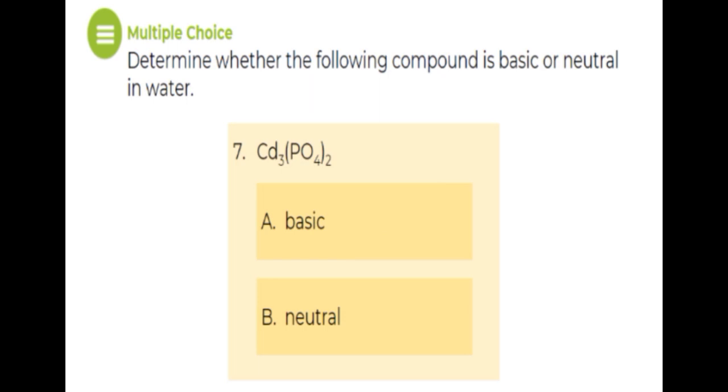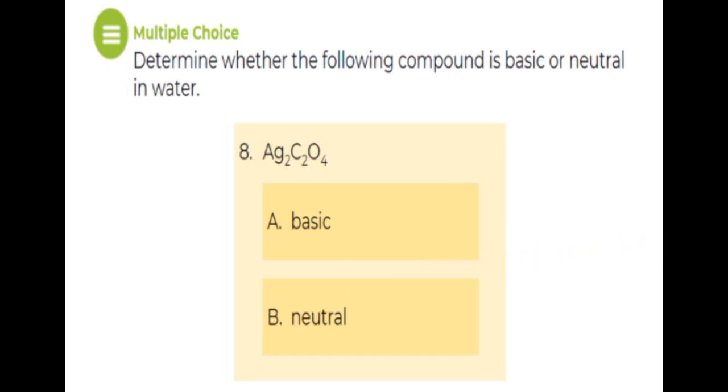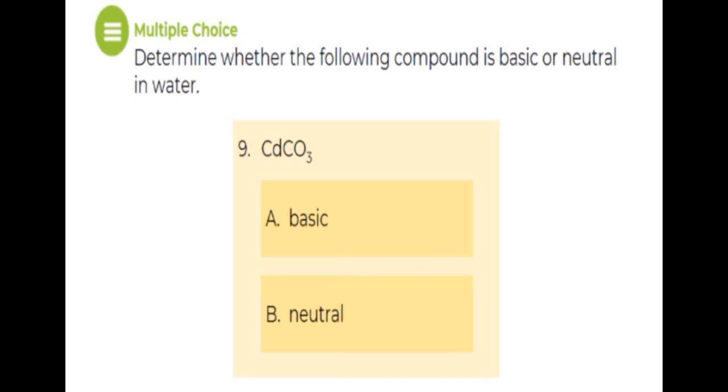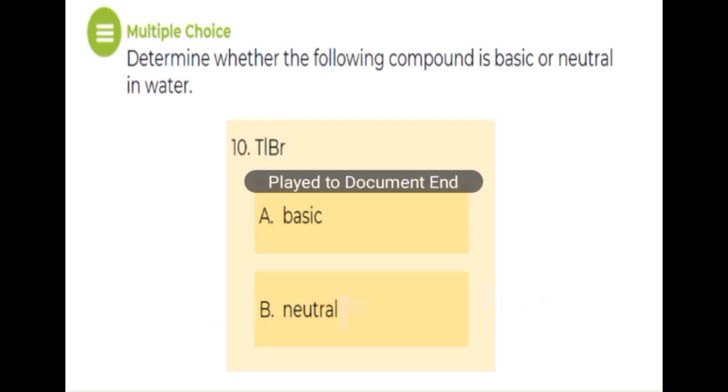Cd3(PO4)2. A, basic. B, neutral. Ag2C2O4. A, basic. B, neutral. CdCO3. A, basic. B, neutral. TlBr. A, basic. B, neutral.